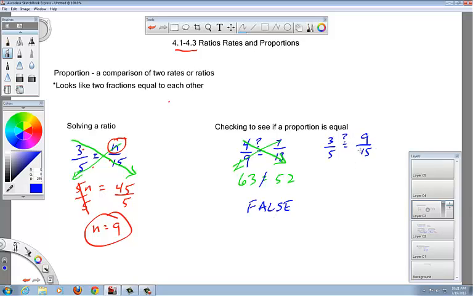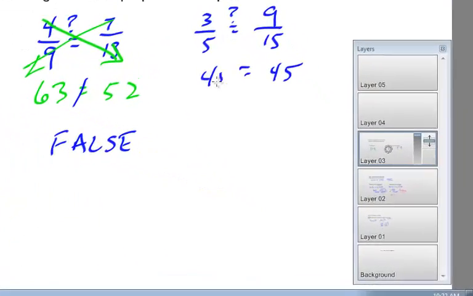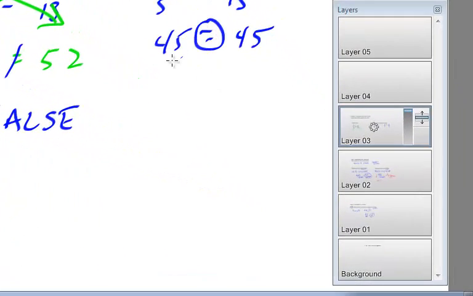If you check this one, and you'll note this is actually the answer. If I take this 9 and plug it back in the top there, you're going to get that. So if we cross multiply this, here's our equal sign. 3 times 15 is 45. 9 times 5 is 45, and they are equal. These two things are equal, so this would be a true proportion. And that's it. 4.1 through 4.3.